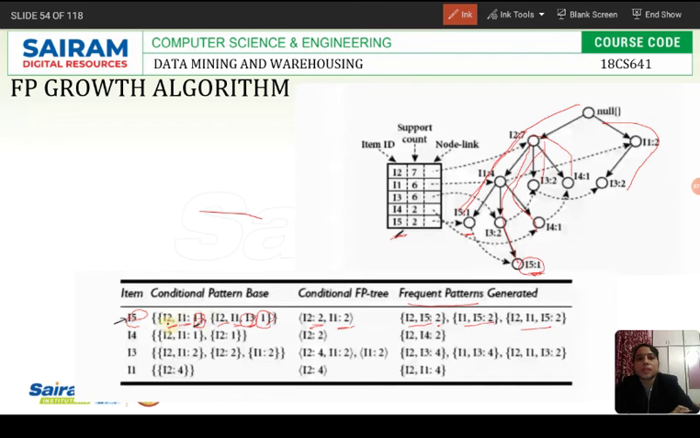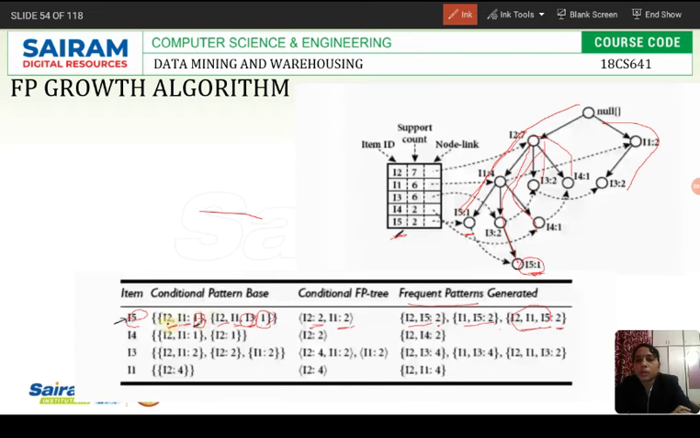And I2, I1, I5. So how many times do I2, I1 and I5 occur together? This is the other combination, that is I2, I1 and I5. So here it is 2. So totally how many times? That we have to write. Here I2, I5 twice, I1, I5 twice. Since they are occurring twice, I am writing I2, I1, I5 also twice. So these are the patterns generated out of item 5.